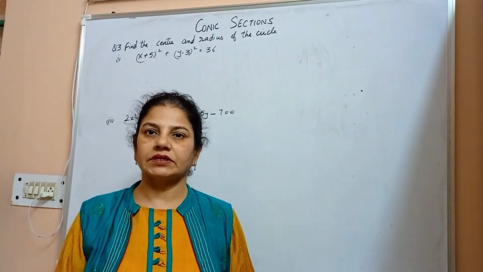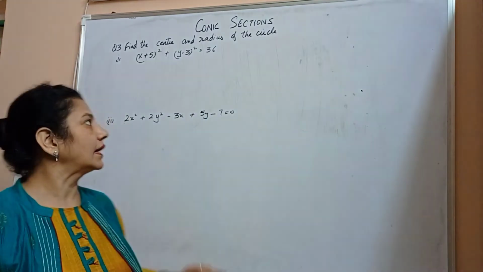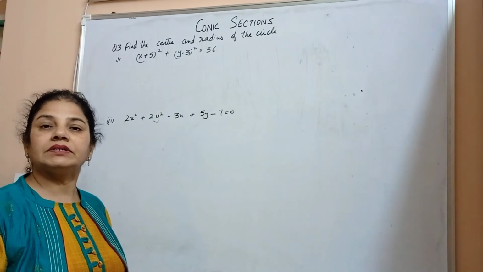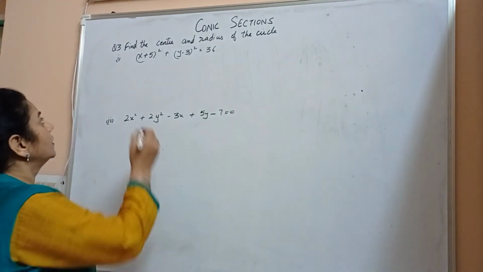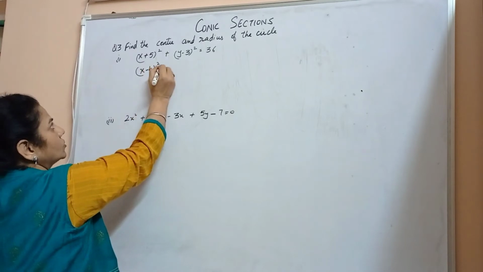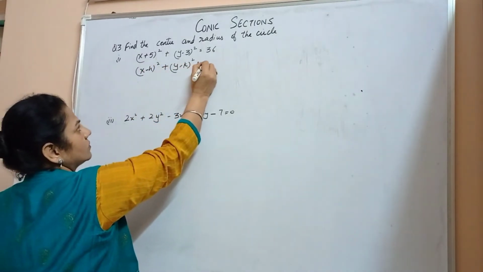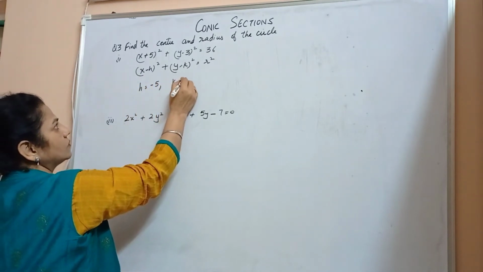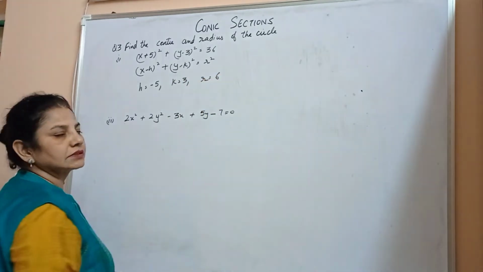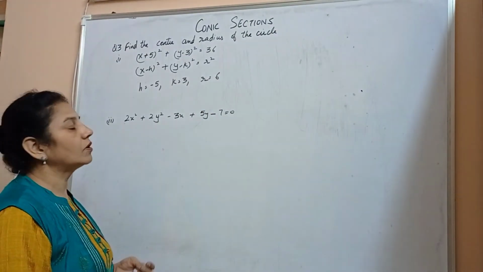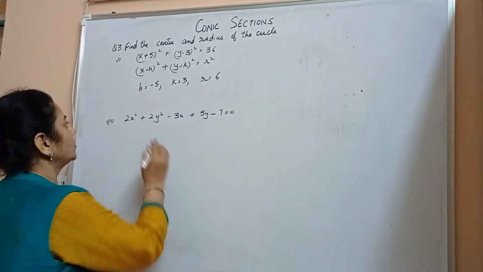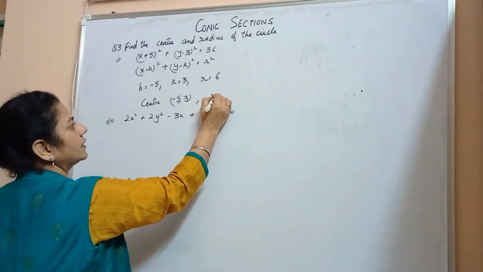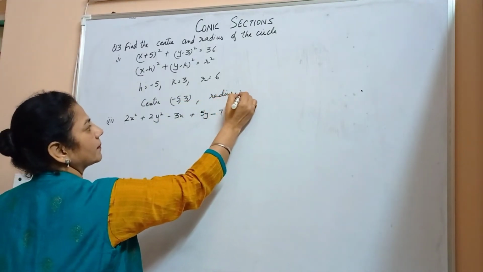Find the center and radius of a circle. The equation is given as (x plus 5) whole square plus (y minus 3) whole square is equal to 36. If we compare this equation with the central form of the equation of a circle, that means (x minus h) whole square plus (y minus k) whole square is equal to r square, we get here h is equal to minus 5 and k is equal to 3 and the radius is equal to 6. And we know that in this form (h, k) is the center of a circle. So clearly the center of the circle is (-5, 3) and radius r is 6.